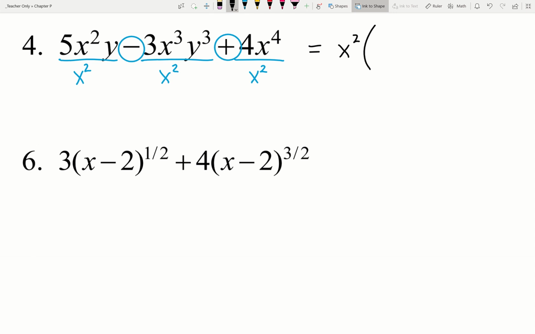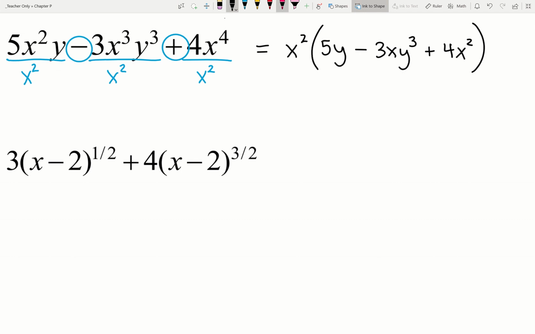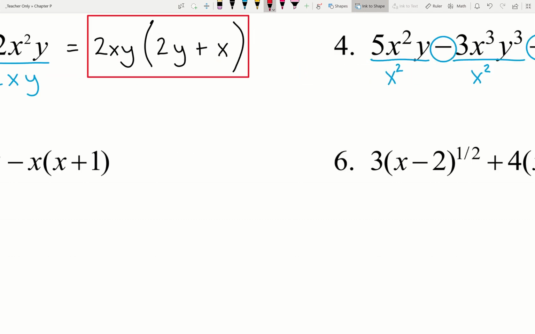So again, just doing these quick divisions here, you're going to have 5y minus 3xy cubed plus 4x squared. I'm just going through, I'm doing those divisions, and then writing what I would get left over there. So there is our result for that one.